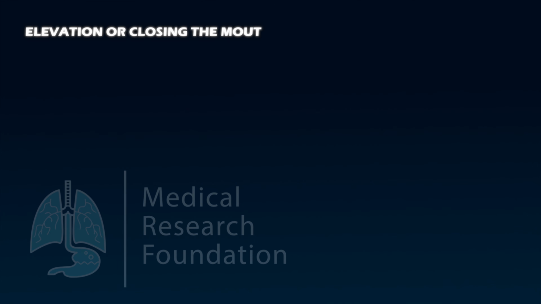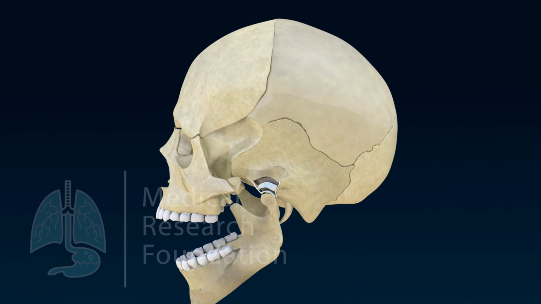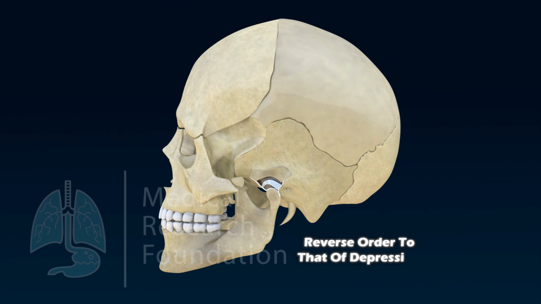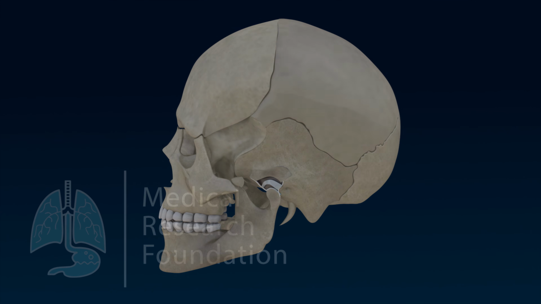Elevation, or close the mouth. During elevation, the movements take place in a reverse order to that of depression. First, the head of a mandible, along with an articular disc, glide backward, then head rotates backward on the lower surface of the disc.